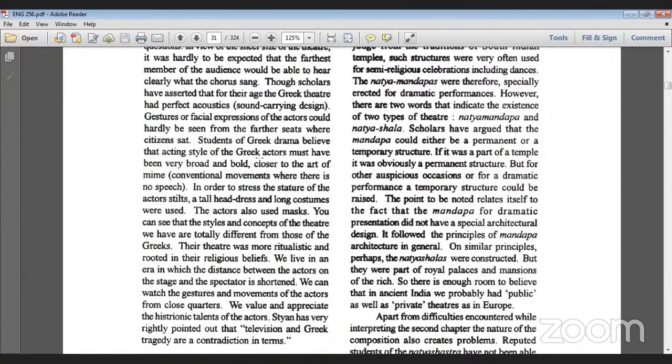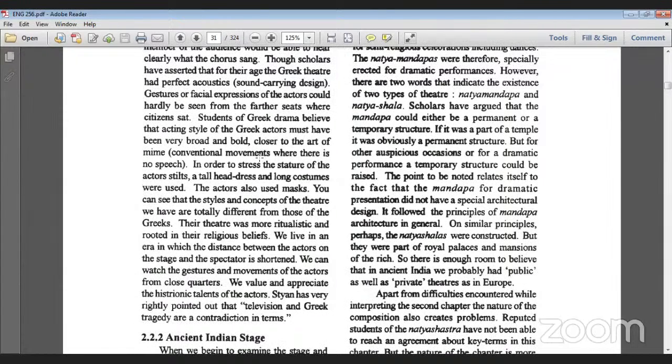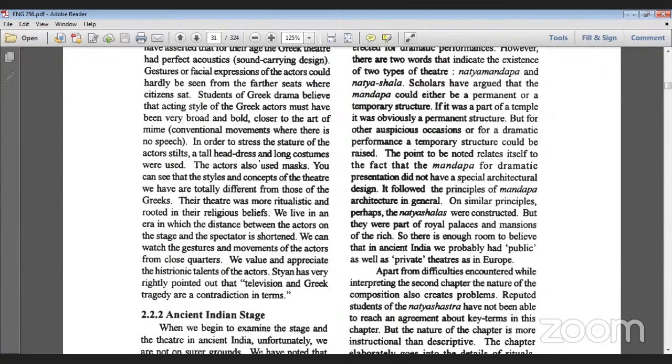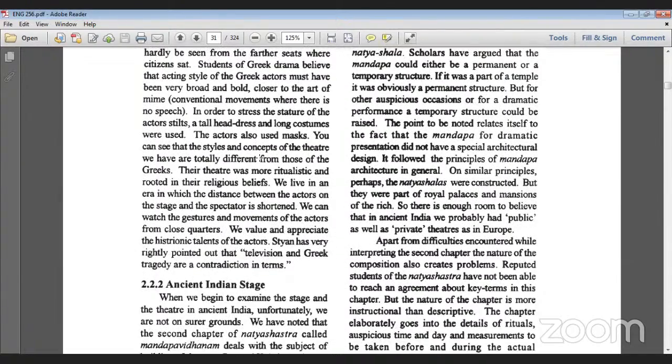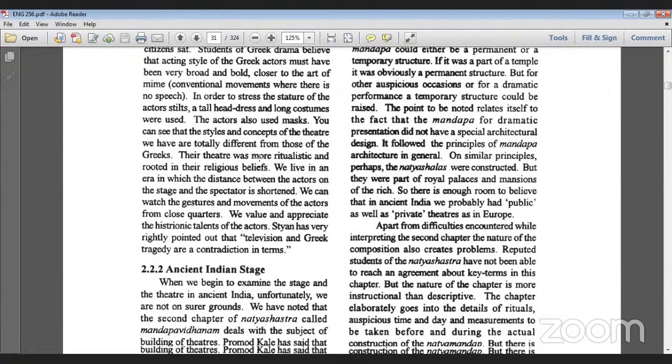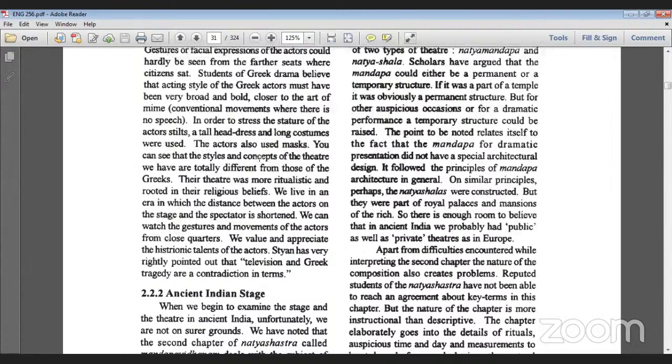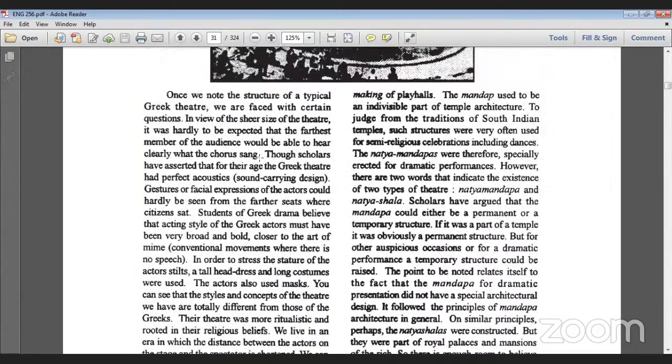We value and appreciate the historical talents of actors. Stanley has very rightly pointed out that television and Greek tragedy are a contradiction in terms. Okay. Making a play hall, the mandap used to be an invisible part.